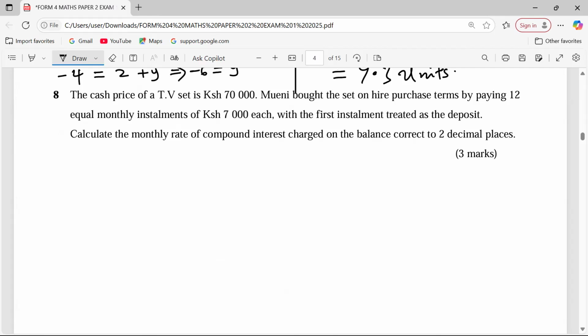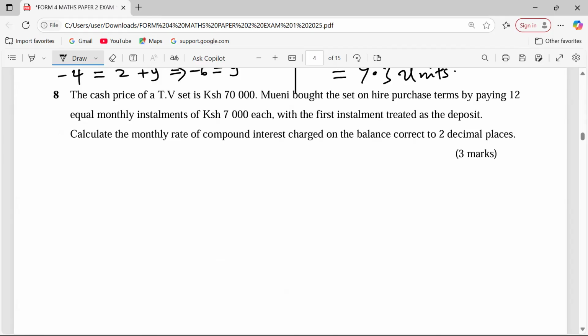Number 8 now. The cash price of a TV set is 70,000 Kenya shillings. Mweni bought the set on hire purchase terms by paying 12 equal monthly installments of 7,000 each. With the first installment treated as deposit, calculate the monthly rate of compound interest charged on the balance, correct to 2 decimal places.